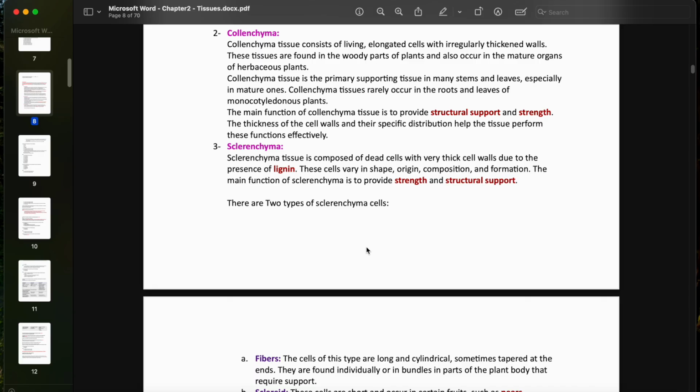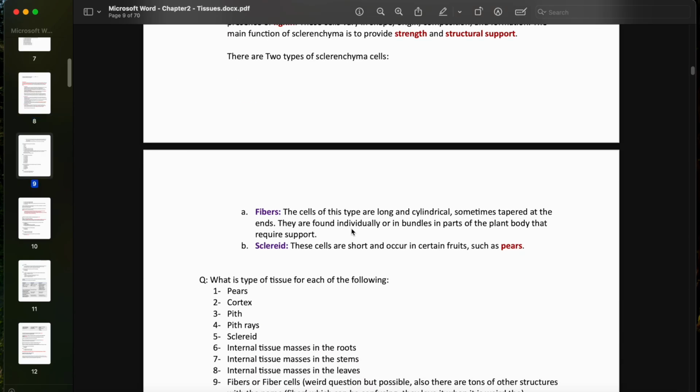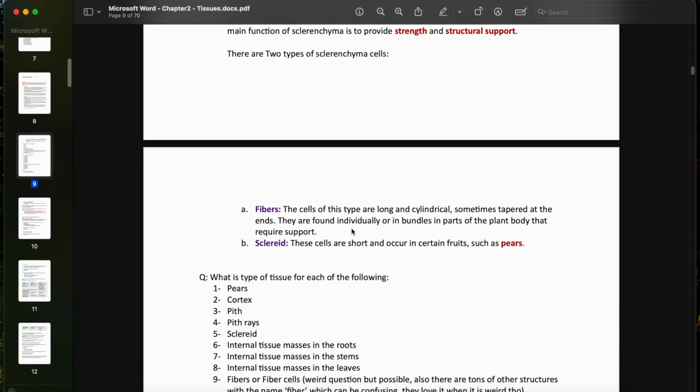and there are two types of sclerenchyma cells. First, we have fibers. The cells of this type are long and cylindrical, sometimes tapering at the ends. They're found individually or in bundles in parts of the plant body that require support.